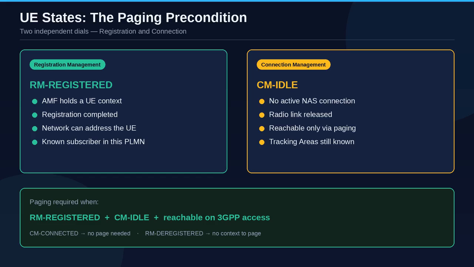If the UE were CM connected, the AMF could already send NAS messages over the existing N2 connection. No page needed. If it were RM deregistered, there is no context to page at all. So the precondition is crisp: registered, idle, reachable on 3GPP access. Only then does the paging procedure start.